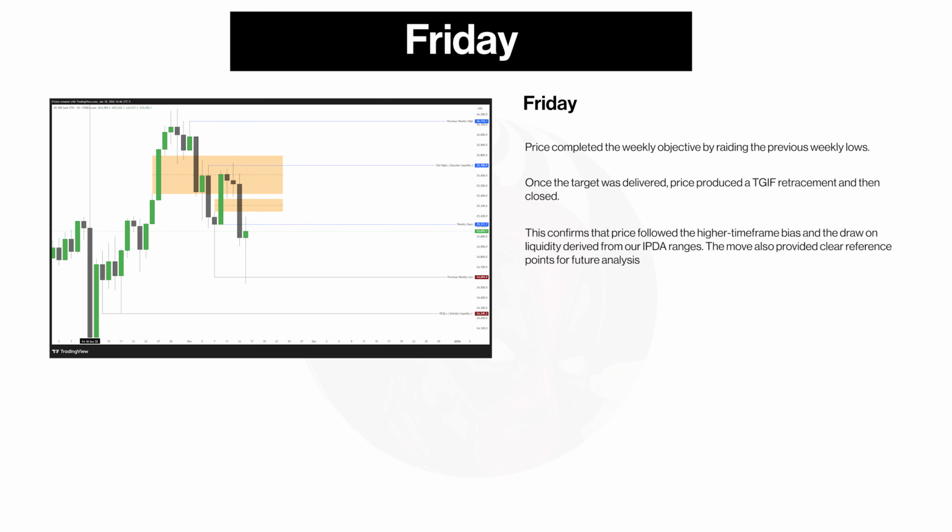The price trend provided clear reference points for future analysis. Order flow remains bearish and sell side liquidity is still intact. Therefore, we should expect price to continue delivering lower towards those sell side liquidity levels.